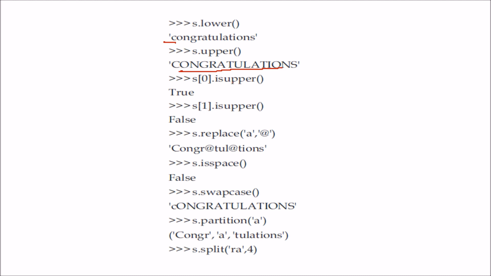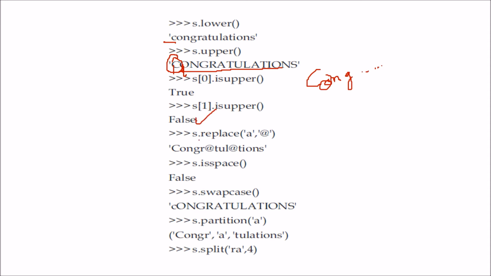S0 dot is upper. Whether S0 is upper or not, as we saw here, the first one is upper. S1 is upper: whether it is upper or not, we saw we are going to use congratulations like this. So this is not upper, so it will be false.